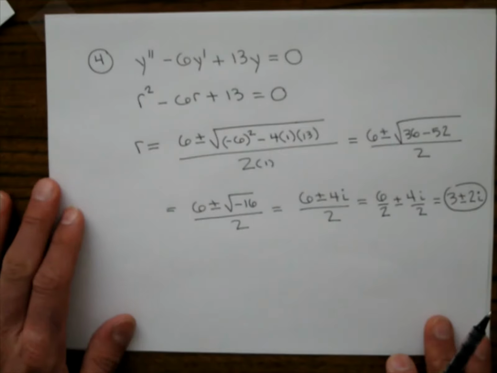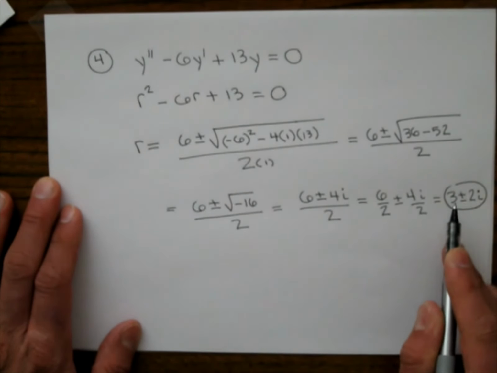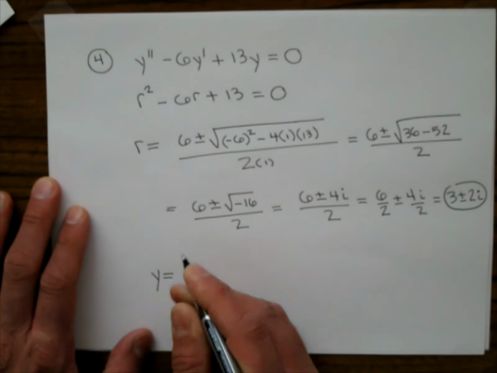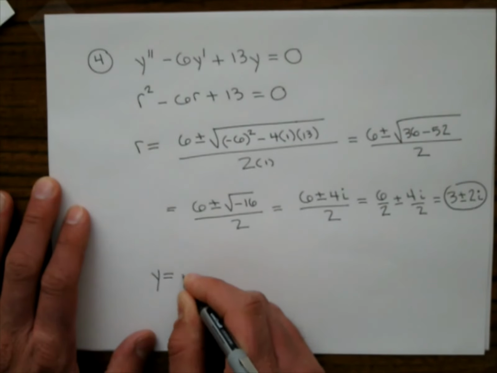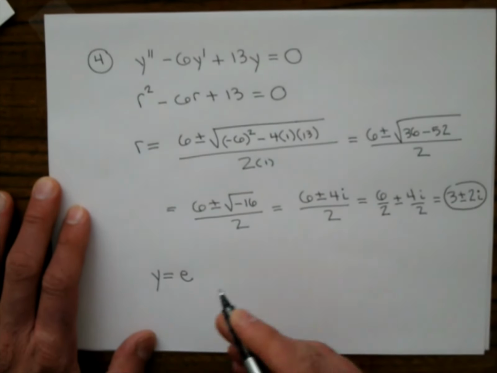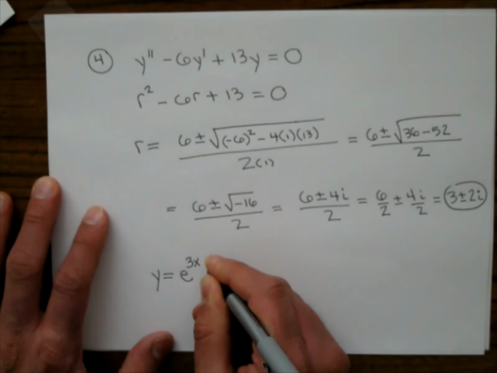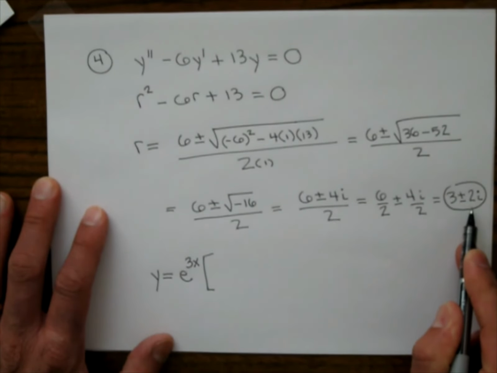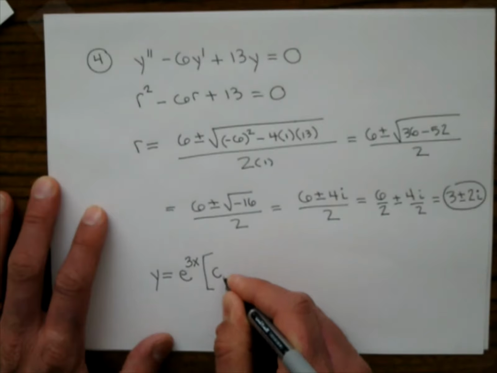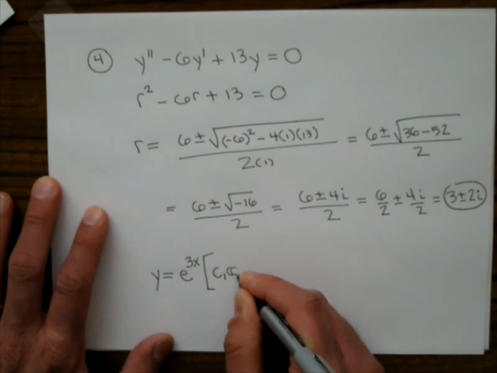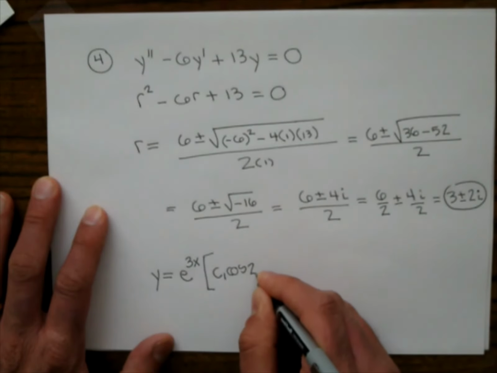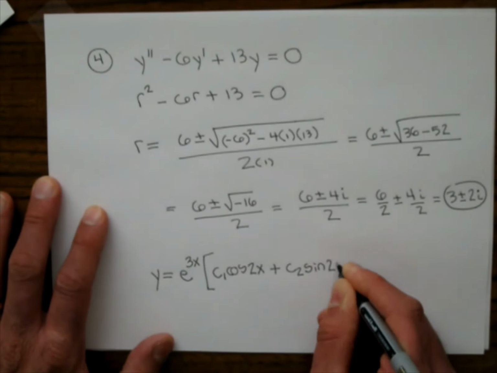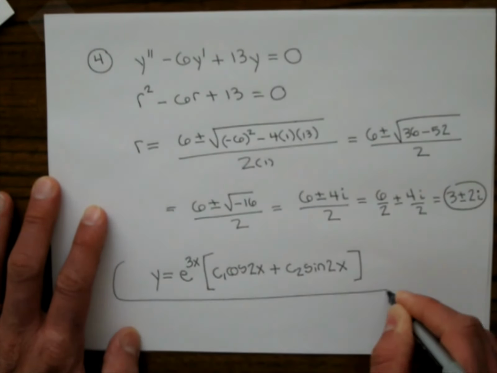Now I know we know what the answer is, but let's analyze what we have to memorize. When I get 3 plus or minus 2i, I'm going to say that y, solving this differential equation, is going to be e, and then I use this 3 right here, 3x. And then in here, I could put parentheses if you want. Then I'm going to use the 2 because that's going to tell me what goes in the cosine. So this is going to be c1 cosine, so there's the 2, 2x plus c2 sine 2x. And that completes my problem.